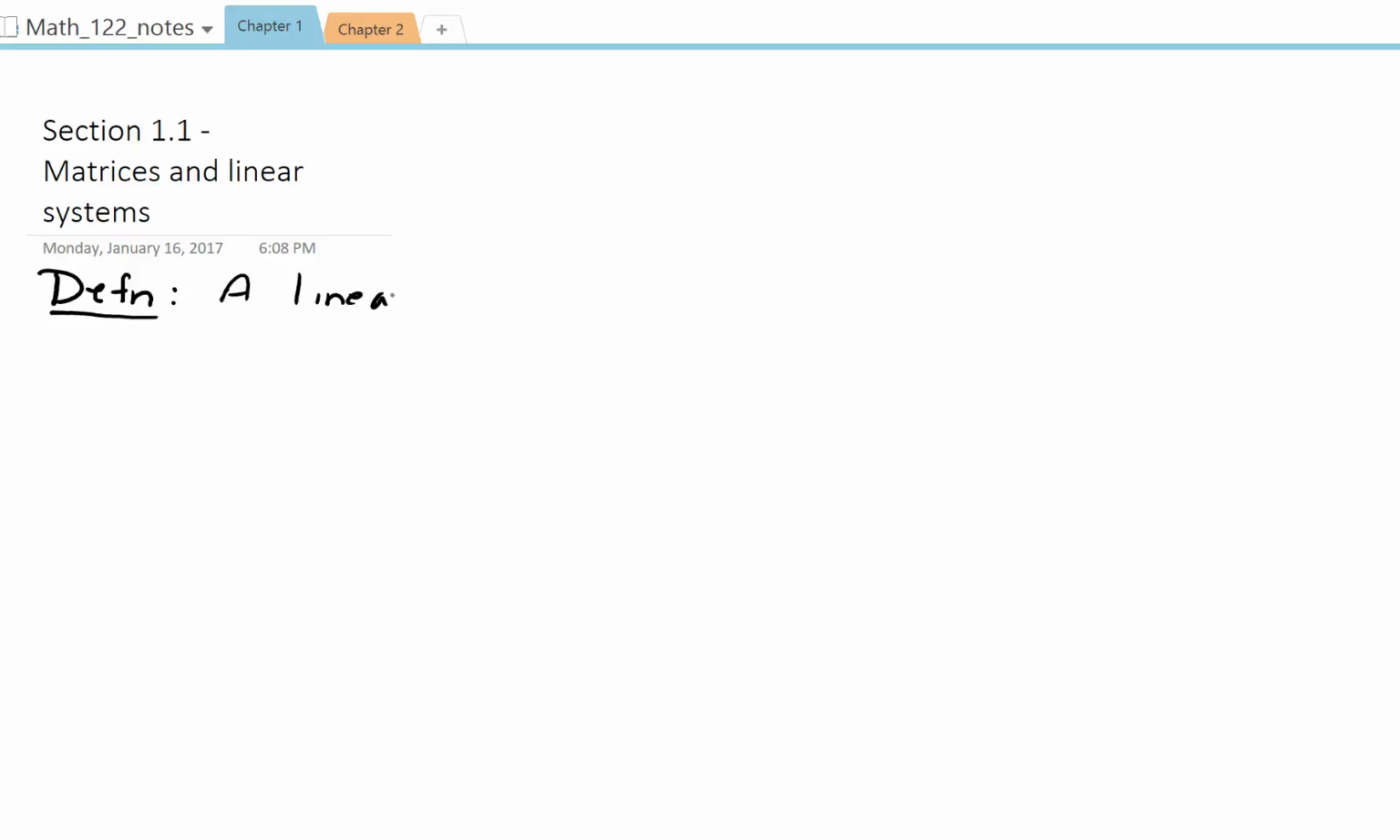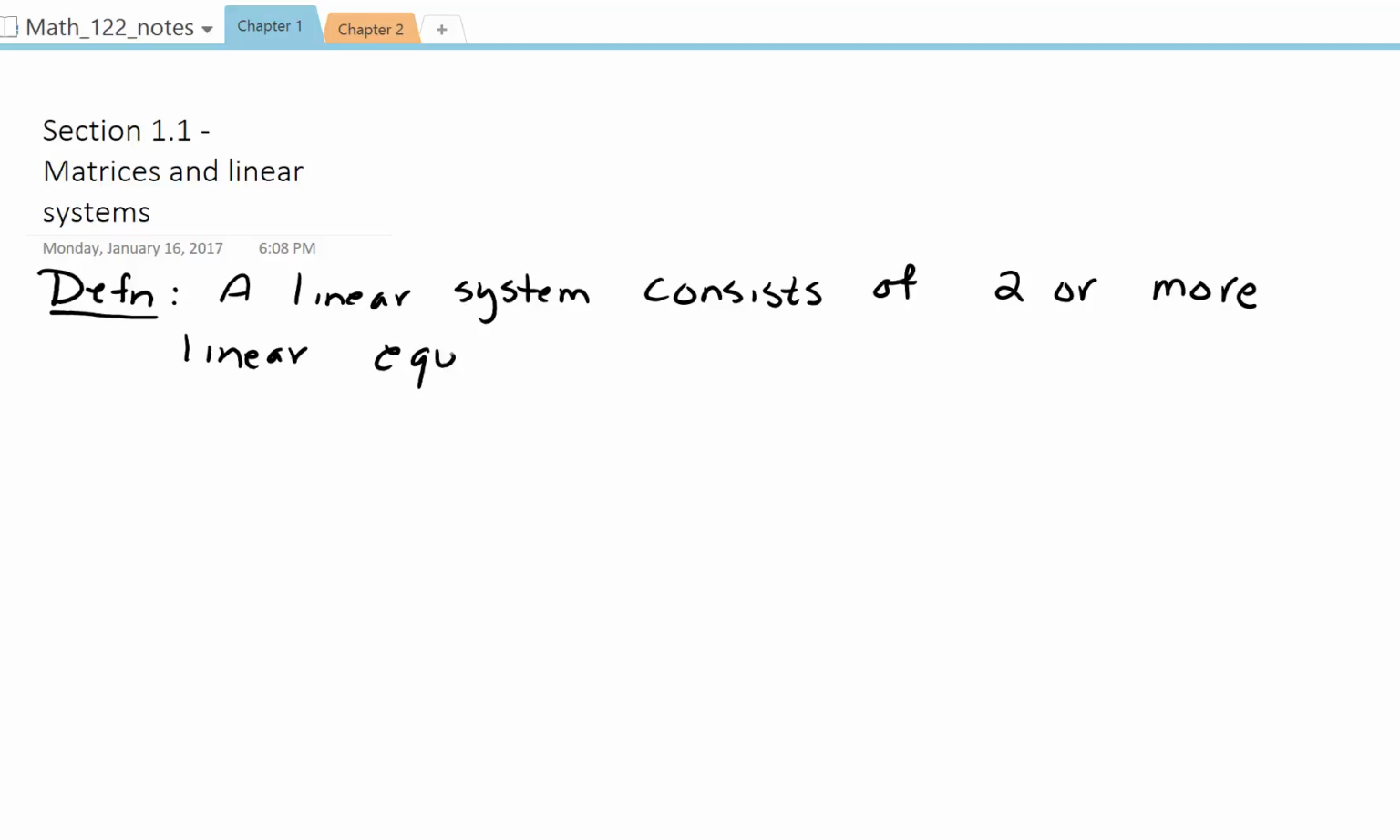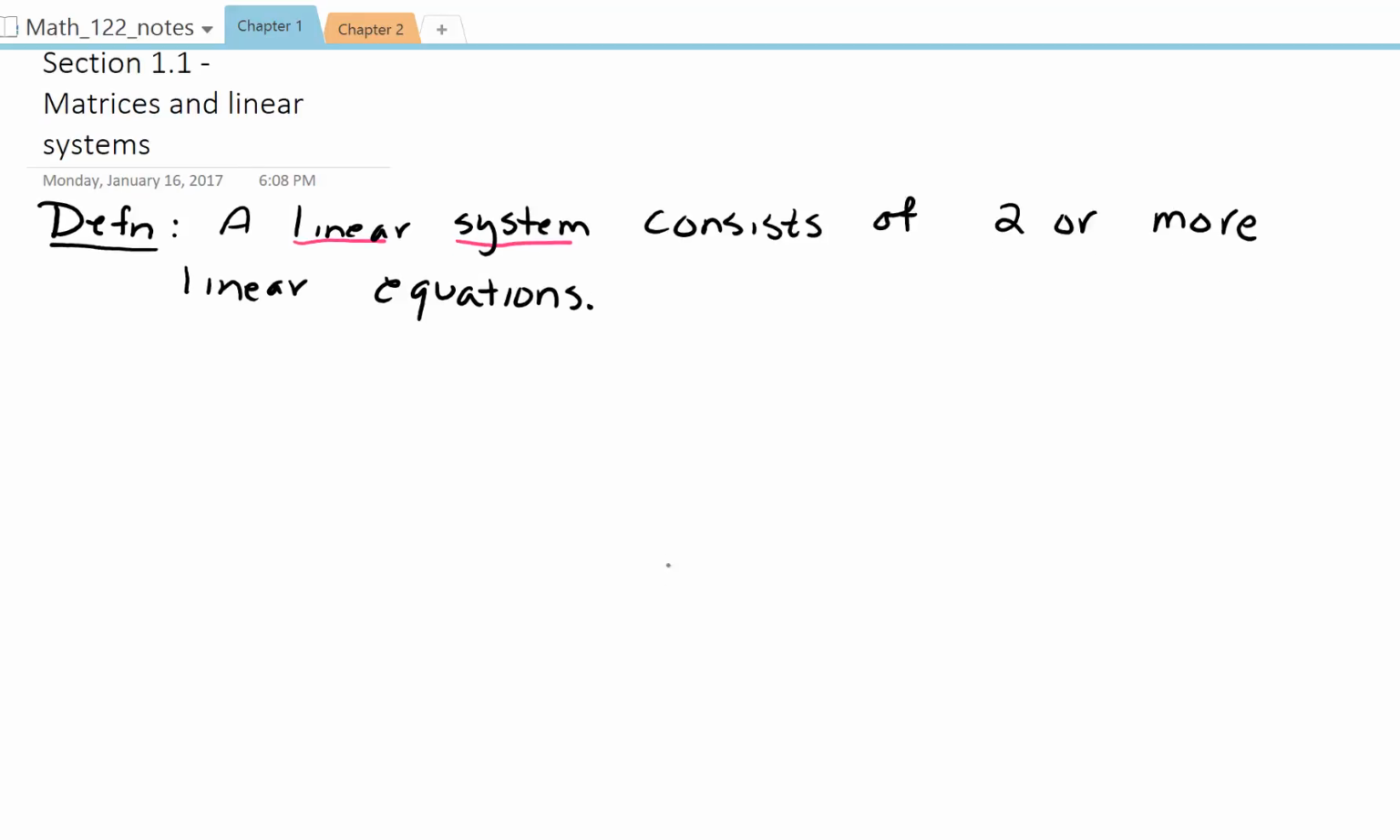So a linear system consists of two or more linear equations. So a linear system consists of two or more linear equations. And again, the term we're defining here is linear system. So let's emphasize that right there. I'd like to take a look at some examples of linear systems.